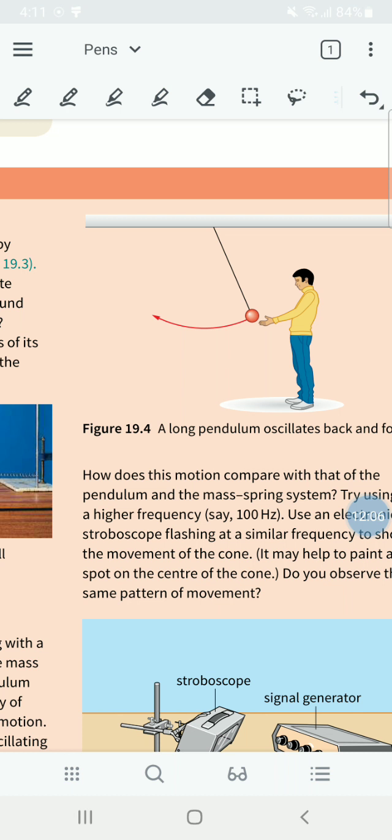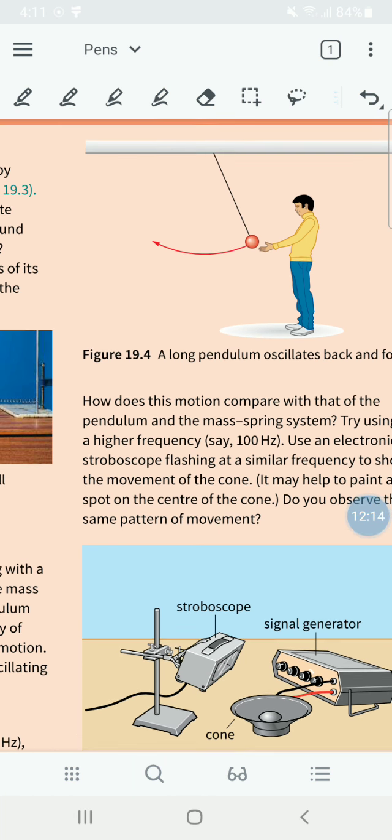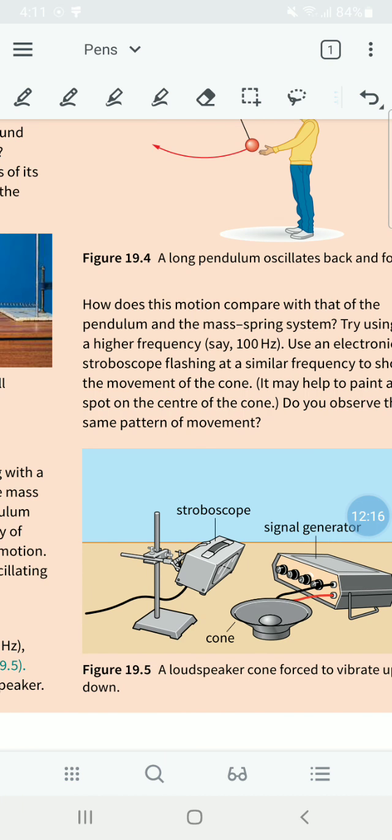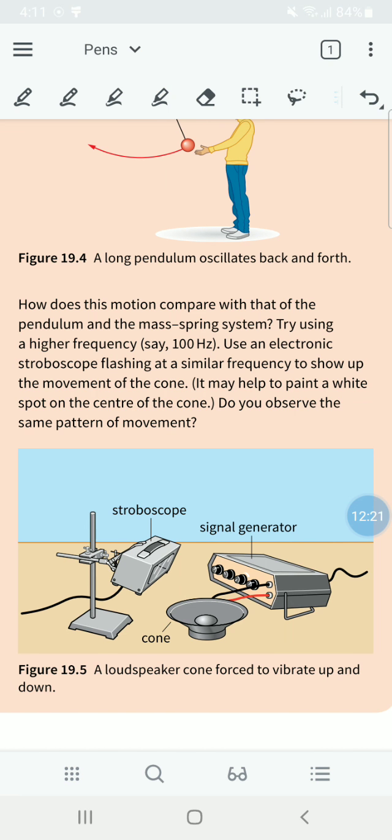The same phenomena will take place if we observe the movement of a loudspeaker cone using a signal generator and a stroboscope.